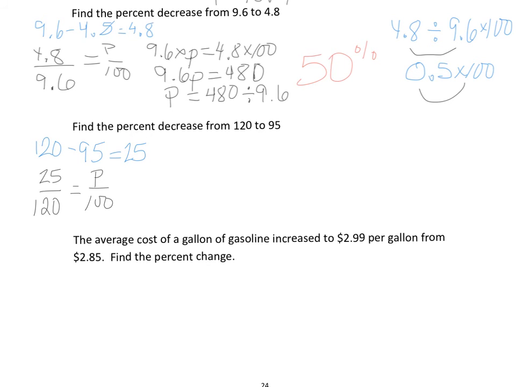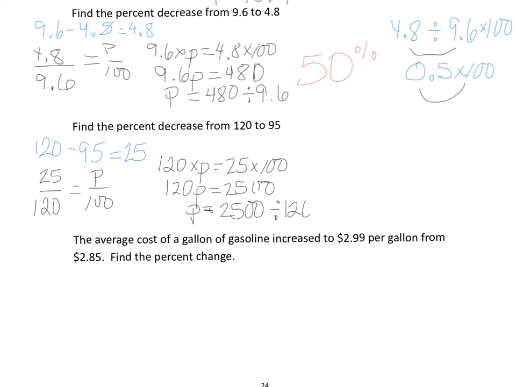We cross multiply as we have been all along. 120 times P and 25 times 100. Then we divide. And when we divide, we are not getting a very nice number. We get approximately 20.8, which we know will round to 21%.